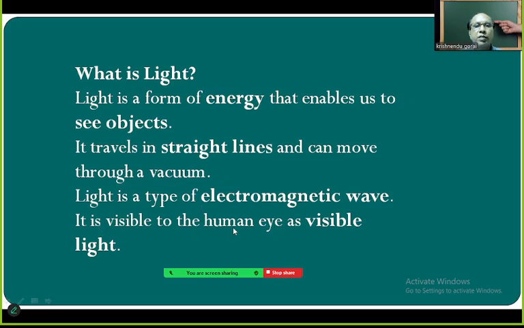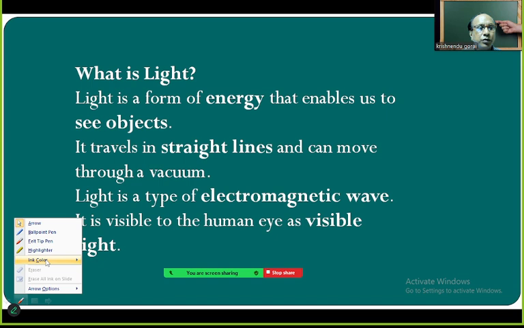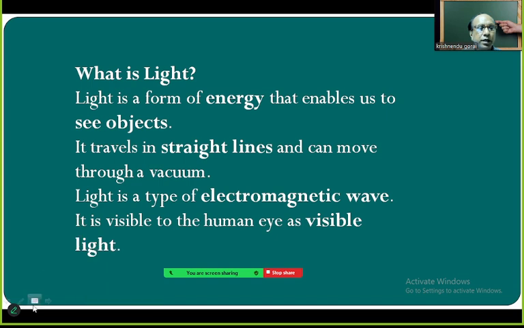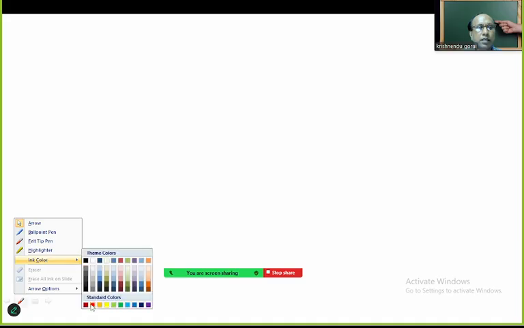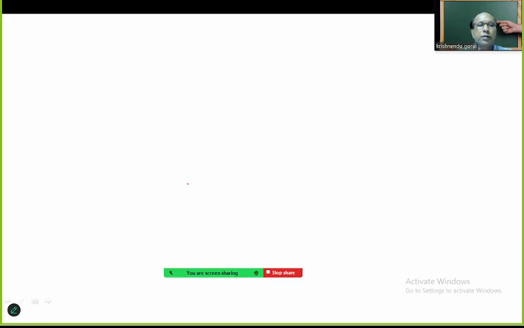It is visible to the human eye as visible light. Now I'll explain how we can say that light travels in a straight line. For that I am going to another screen. I'm changing the screen, taking a white screen, to explain how white light travels in a straight line. That I'm going to explain here.